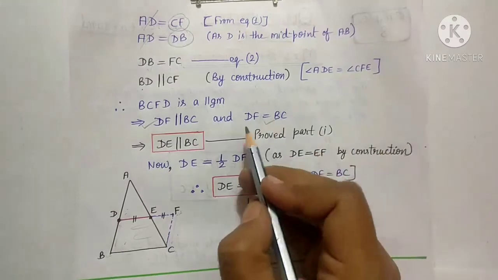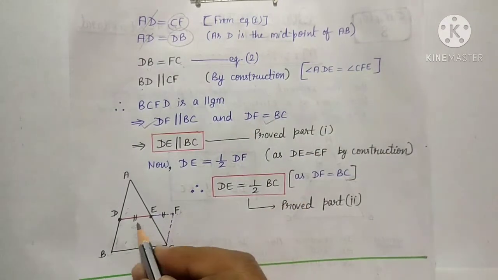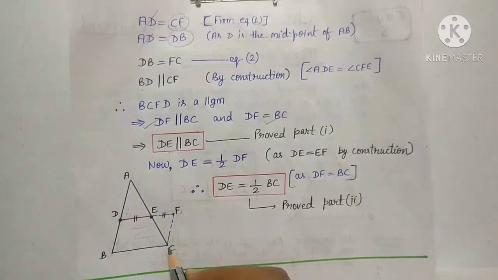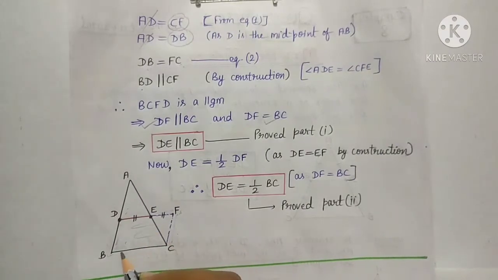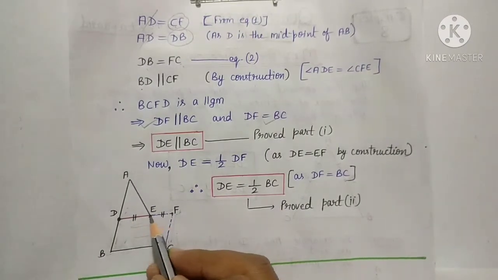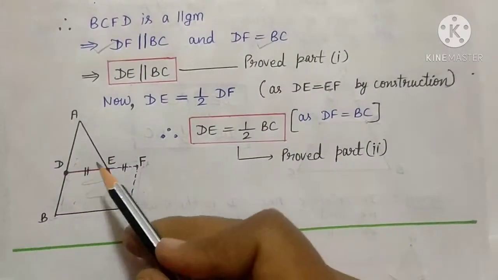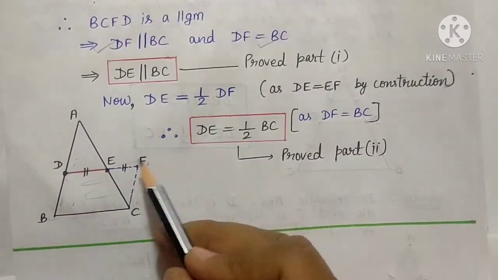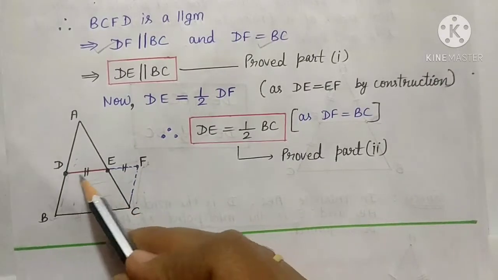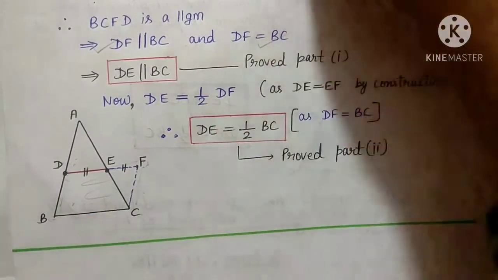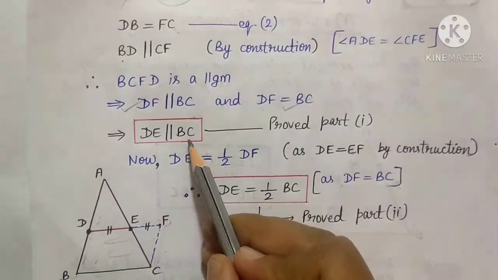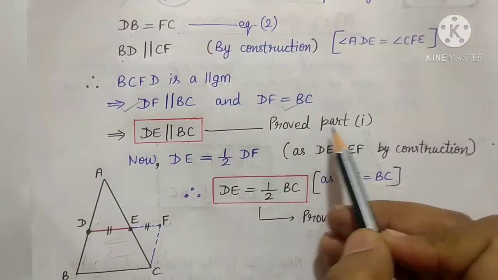Okay. And now if these two lines, DF is parallel to BC, therefore we can say DE is also what? Parallel to BC, because DE is the part of DF only. Just check here in the figure. This DE is the part of this DF only. If DF is parallel to BC, therefore DE is also parallel to BC. And in this way, we have proved our first part. So DE is parallel to BC, proved part 1.